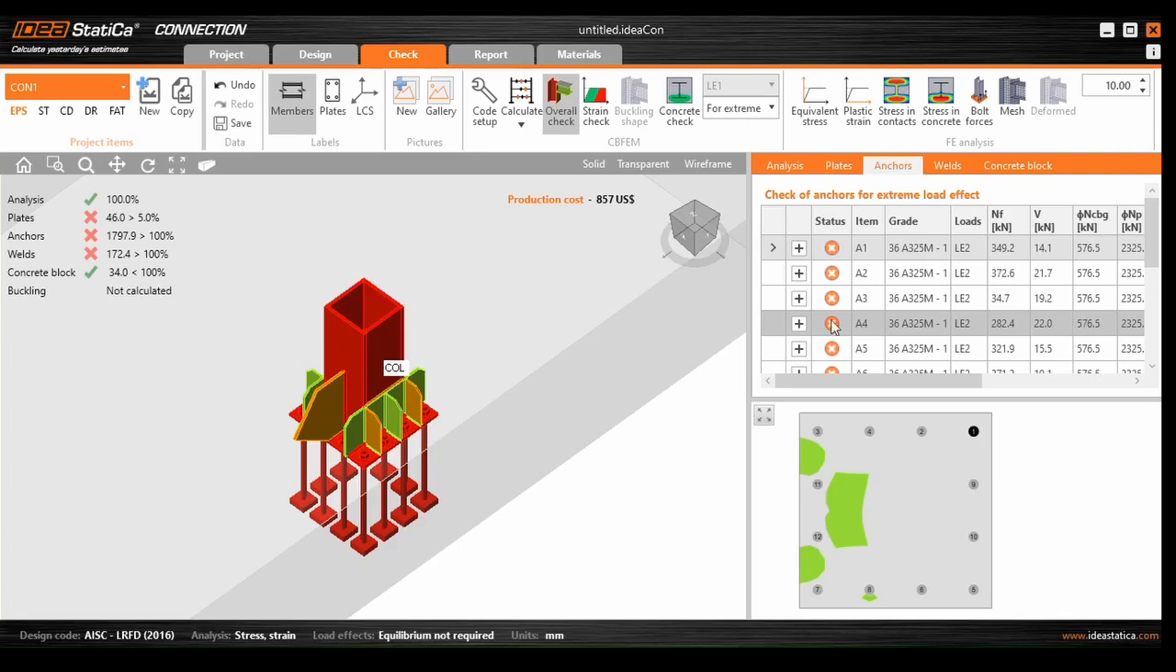Plates of the column are also not qualified, as you see. It is not important because the column will not be designed with these loads, which are from overstrength seismic load, according to AISC. And also, according to AISC, base plate, stiffeners, welds, and anchors should only be designed with these forces.